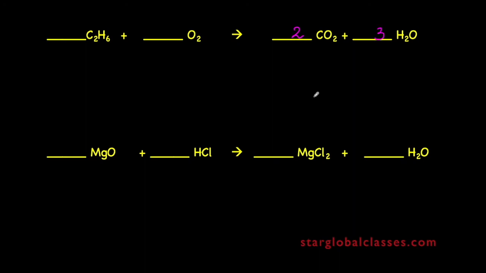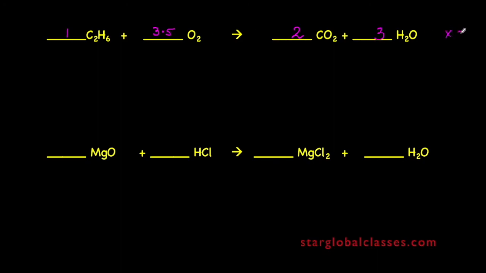Now we check oxygen. We count the number of oxygen on the left hand side and right hand side. On the right hand side it is 2 into 2, 4, and 3 into 1, 3. So 4 plus 3 is 7, and here it is 2. How to make it 7? We can multiply it by 3.5. Here there is nothing but 1. The equation is balanced.